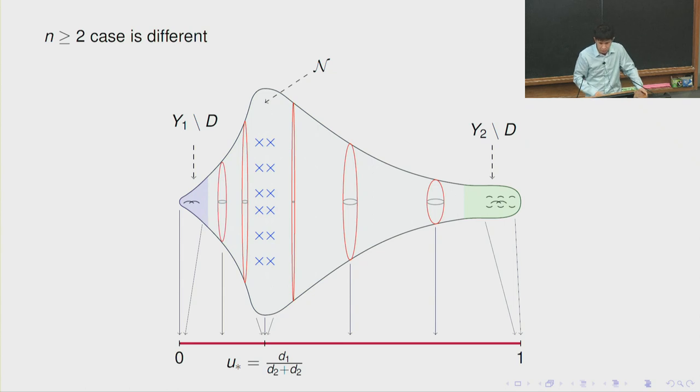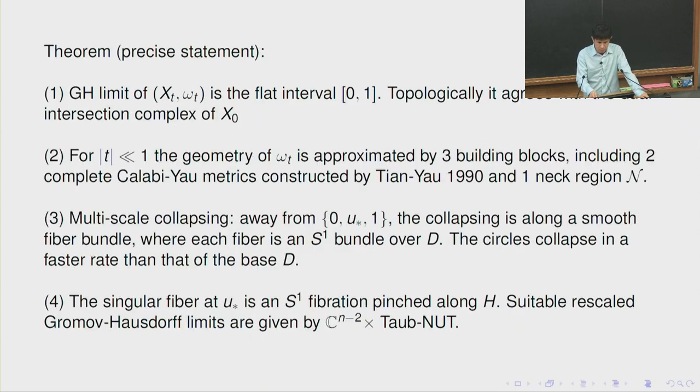So now I can explain the case when n is at least 2. And this picture is actually for the case when n equals 2. So this says that this space Xt, as t goes to 0, its Gromov-Hausdorff limit is the unit interval on the bottom. And topologically, it agrees with the dual intersection complex of the central fiber X0.